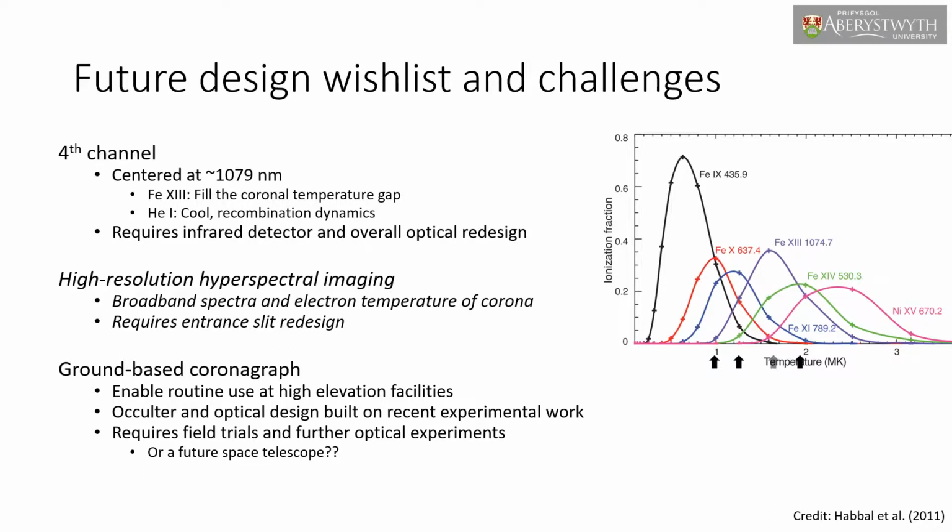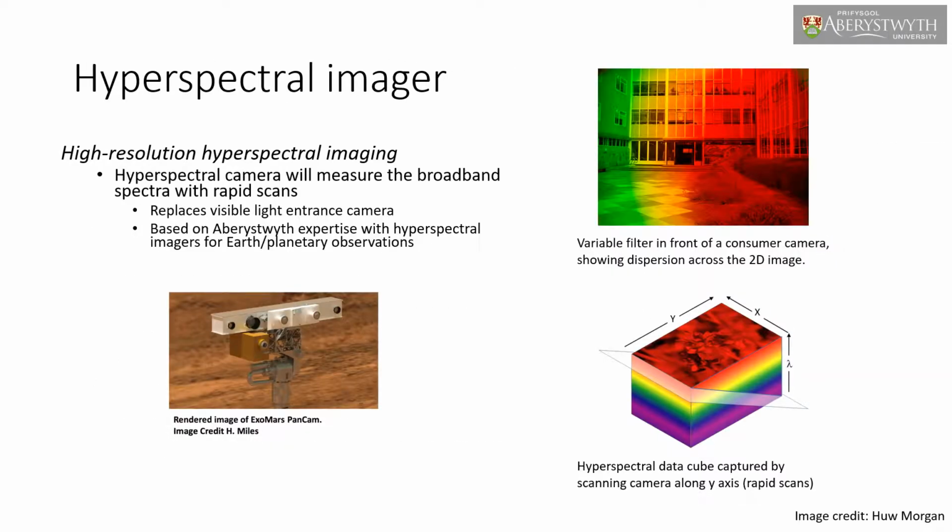Okay, so back to the hyperspectral imager, which should be ready in time for the 2023 or 2024 eclipses. What we plan on doing is replacing our basic white light context camera with a high-resolution imager that measures a variety of broadband spectra with very, very rapid scans. An example image is shown on the upper right, where a variable filter has been placed on a typical DSLR camera.